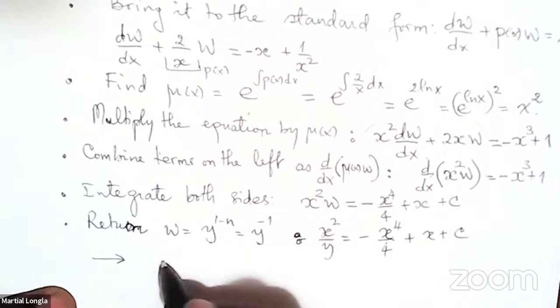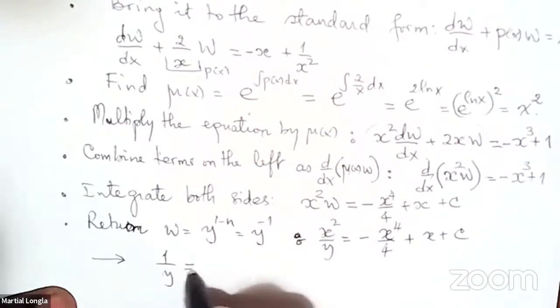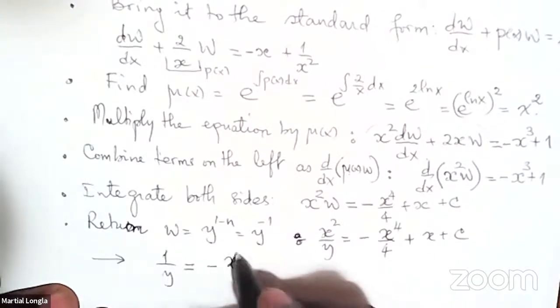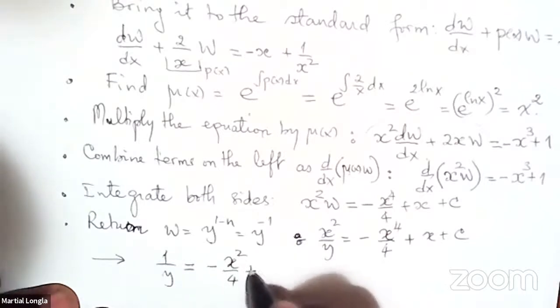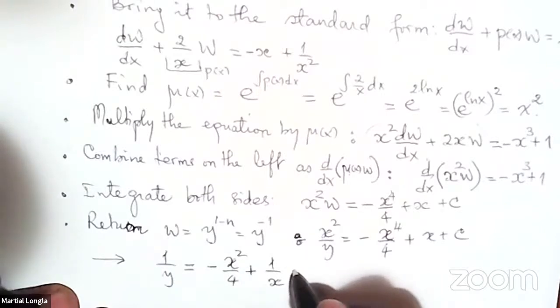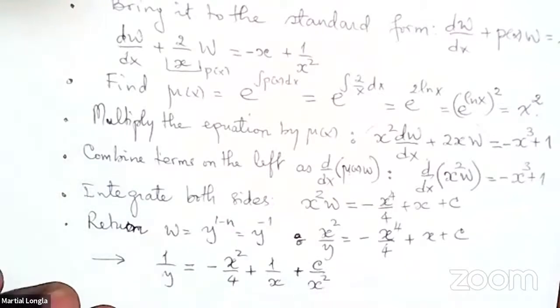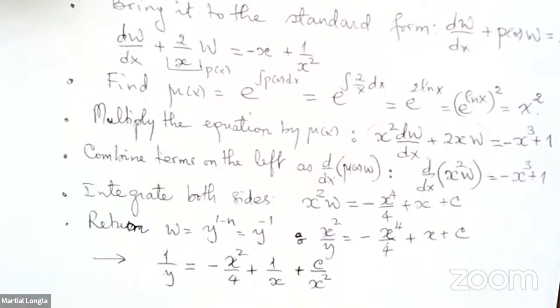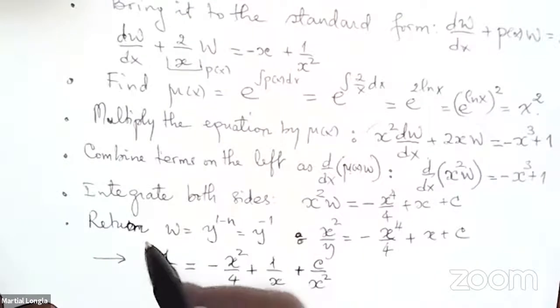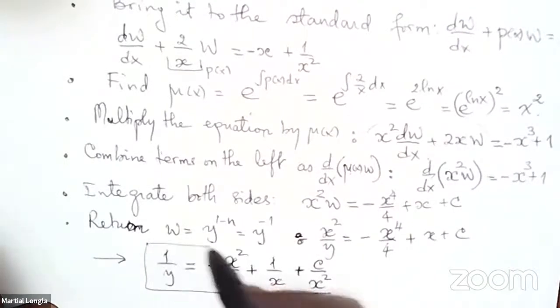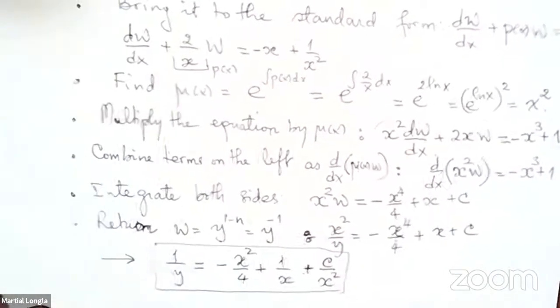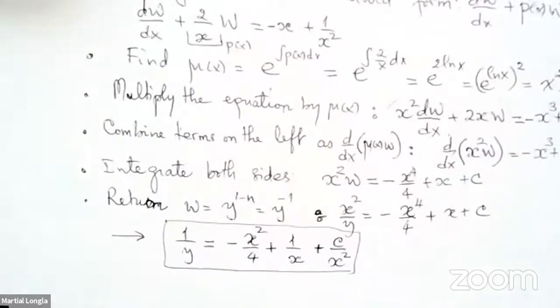for y. You get 1 over y equals negative x squared over 4 plus 1 over x plus c over x squared. Make sure you don't make any mistakes at this point with the algebra. You can keep your final answer at this point. That's it. That's how you solve the Bernoulli equation.